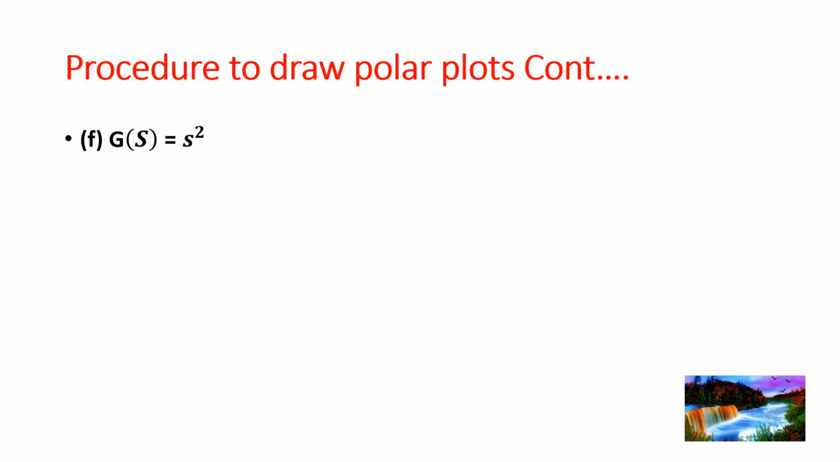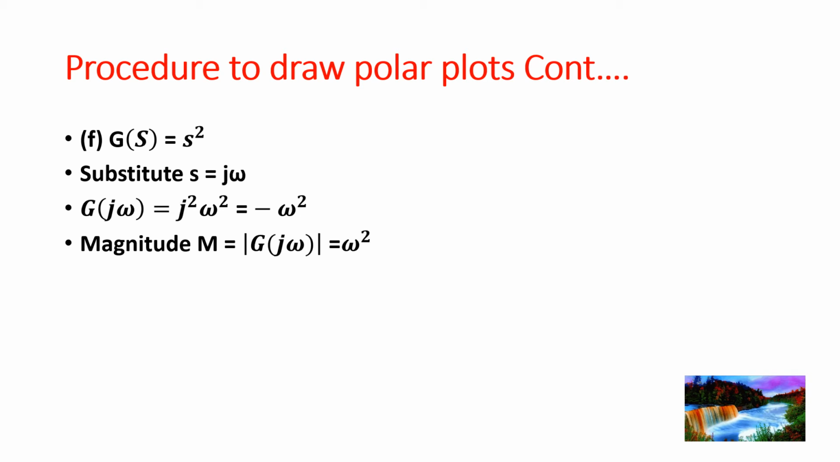F. G(s) is equal to s square. Substitute s is equal to jω. So G(jω) is equal to j square ω square, that is equal to minus ω square. Magnitude M is equal to magnitude of G(jω), that is equal to ω square. Phase angle φ is equal to plus 180 degree.